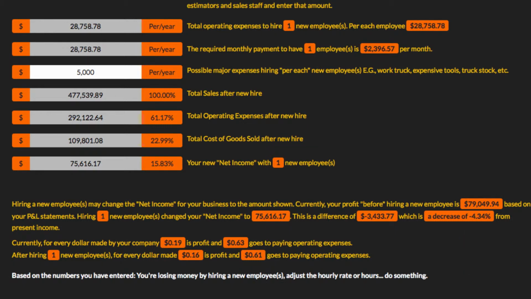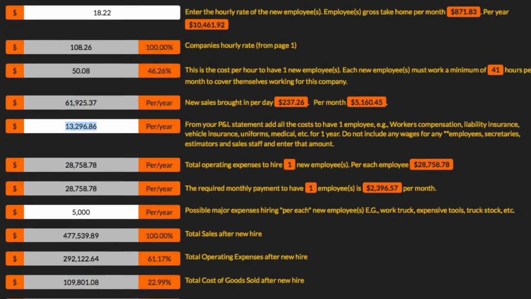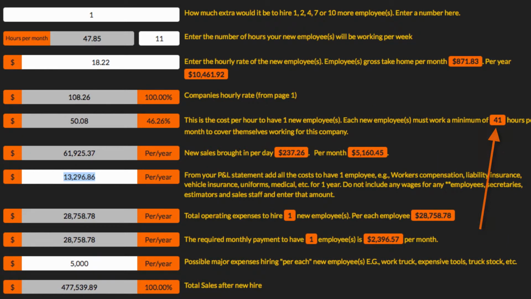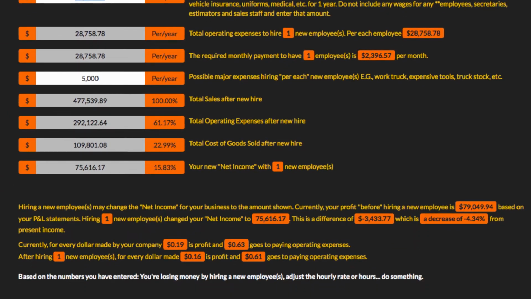Also notice that this new employee must work a minimum of 41 hours per month. He's only working 11 hours per week, so this number went from 50 hours per month to 41 hours per month, and the cost per hour to have this new employee went up to $50 per hour. Watch what happens when I remove the $5,000 of possible major expenses. Now we are showing a profit, not a huge profit, but more than what we're making now.